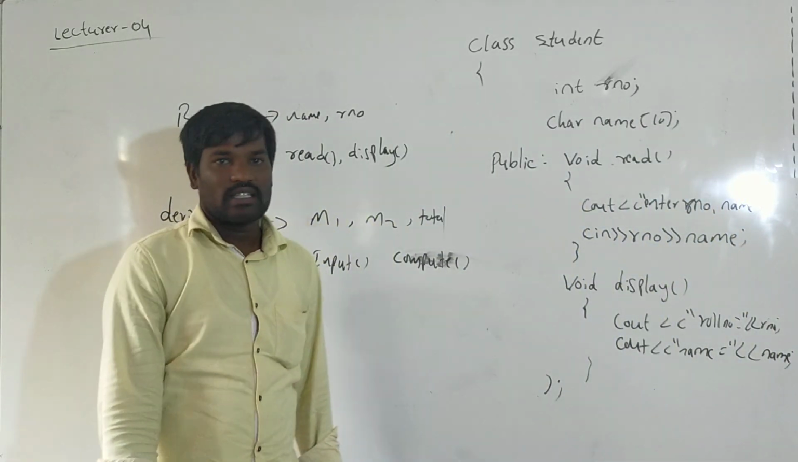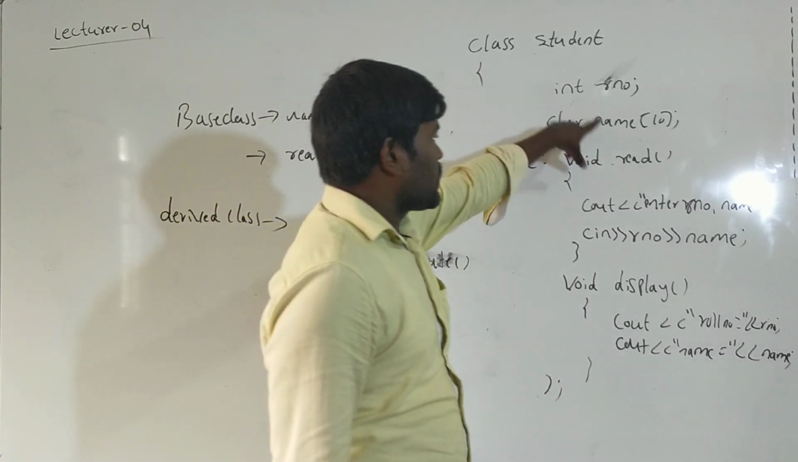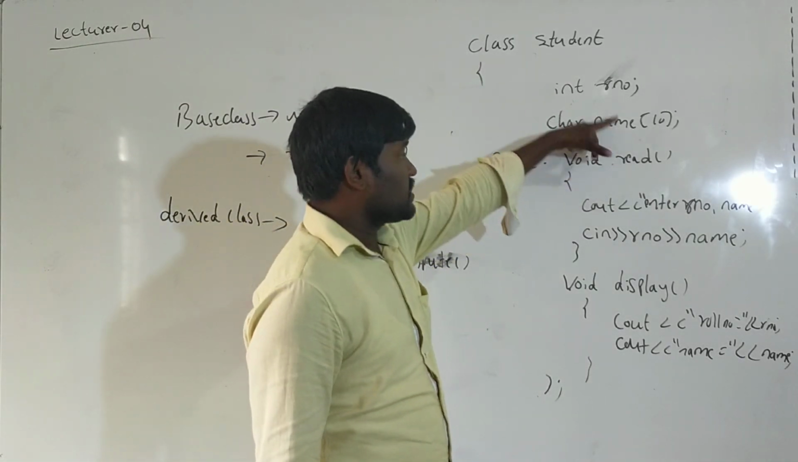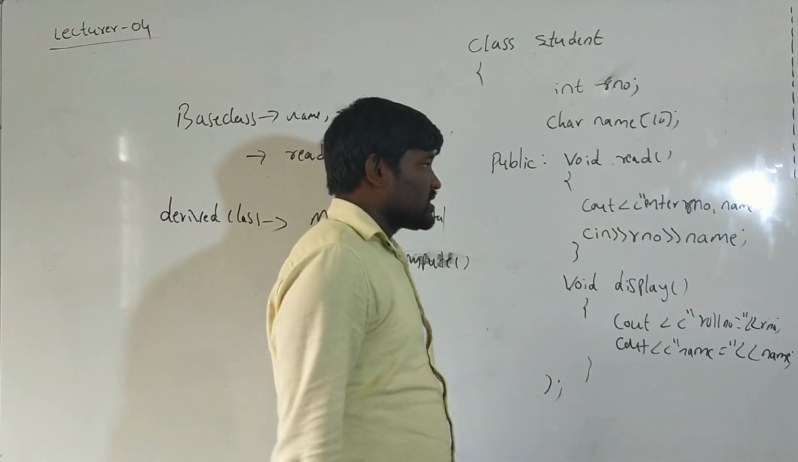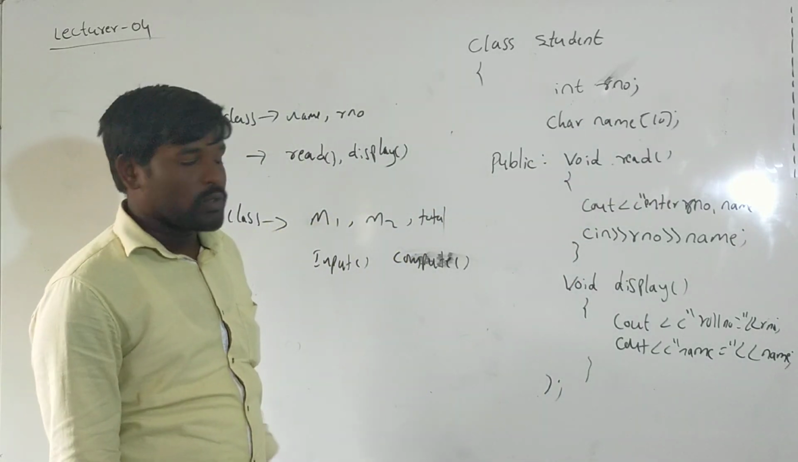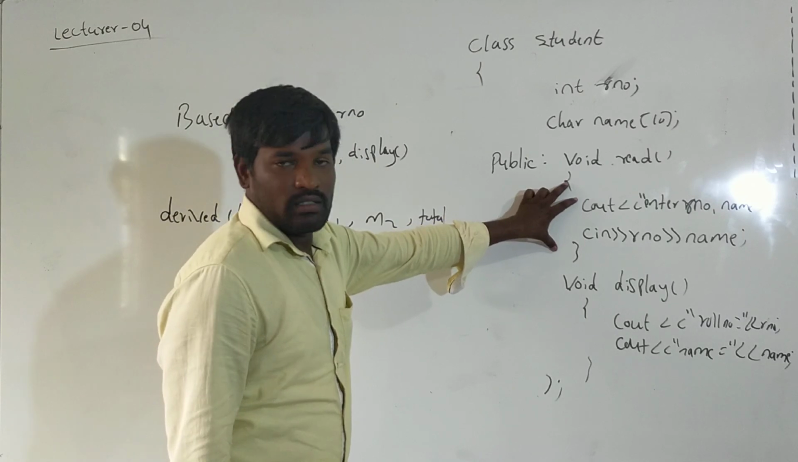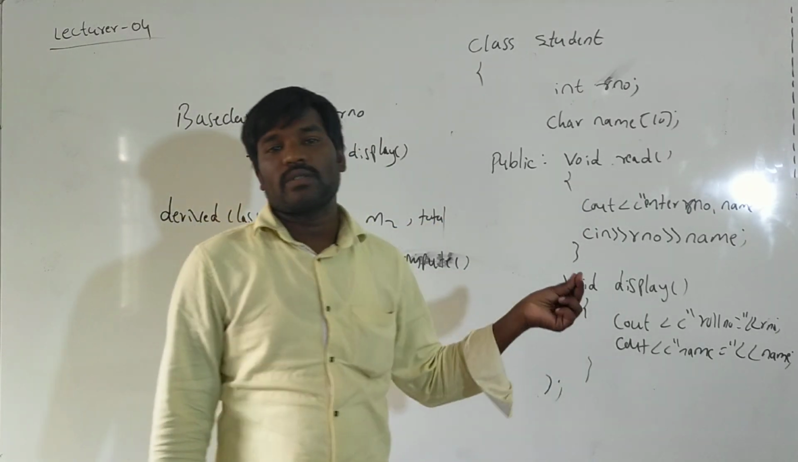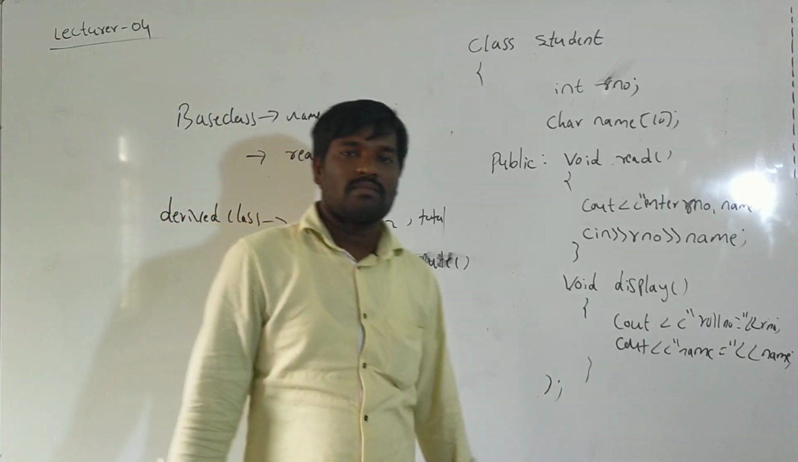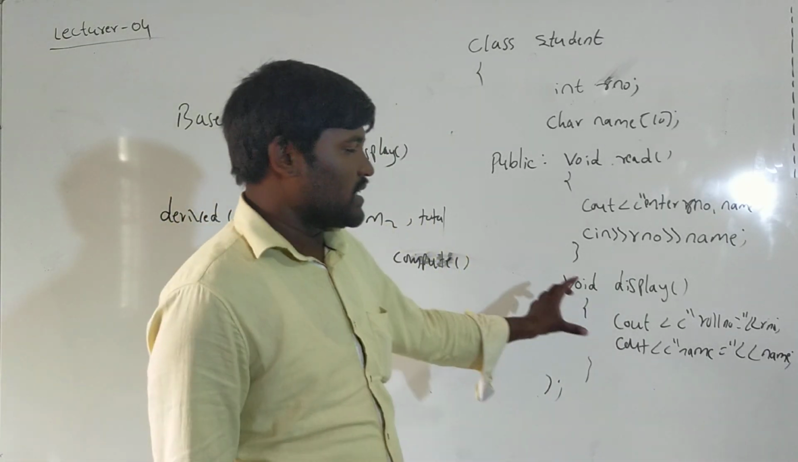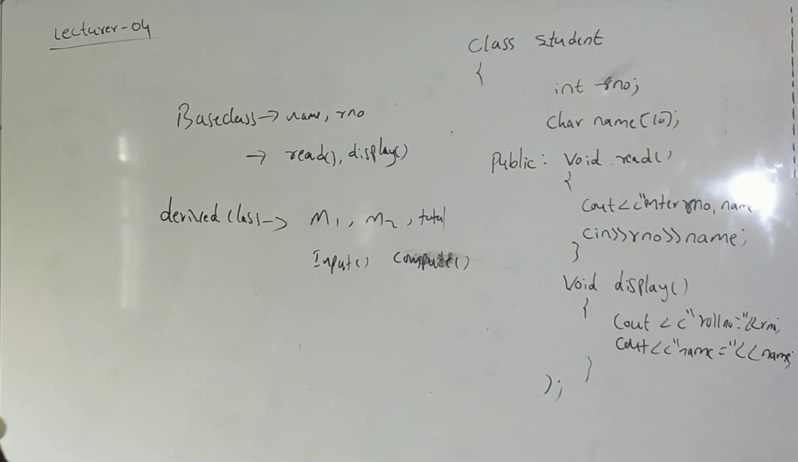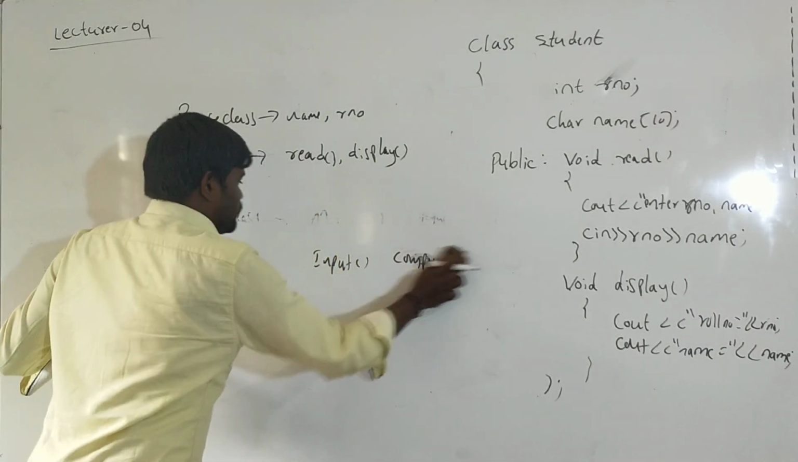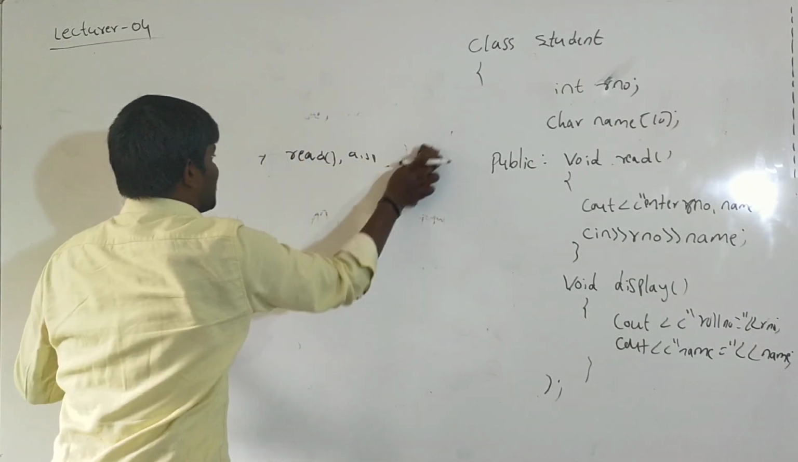This is the base class. See here, roll number and name are the data members. In the read function, I can enter roll number and name. So for inputting purpose, I write one function, that is the read function. In the display function, whatever input we give to the system, the same data has to be printed. So this is completely the base class. Okay, here I can write the derived class.